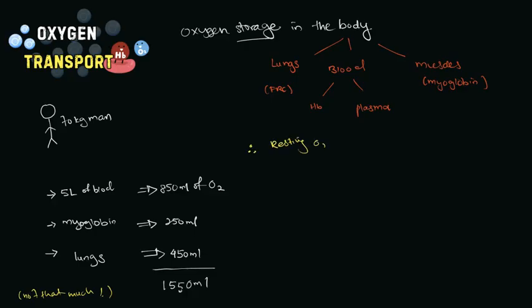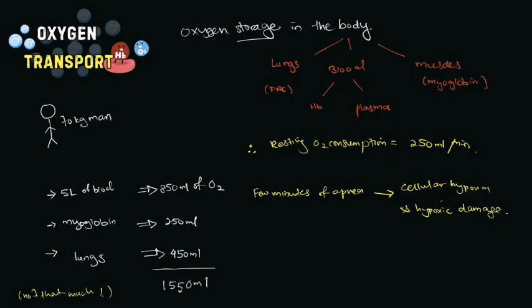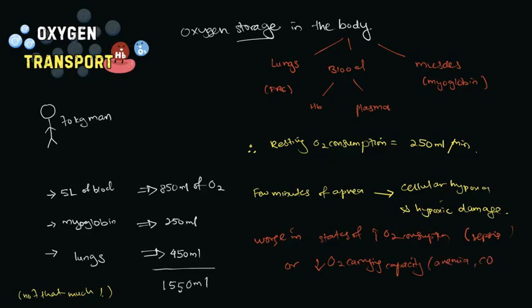Why, you may ask? Because even the resting oxygen consumption of the body is about 250 mils per minute. So oxygen will be depleted within a few minutes. Therefore, a few minutes of apnea can have serious, devastating effects caused by cellular hypoxia and also hypoxic damage. And this can be made worse in conditions where there is an increase in oxygen consumption or a reduction in oxygen carrying capacity. This includes sepsis, where oxygen consumption is increased, and also anemia and carbon monoxide poisoning, where there will be a decrease in oxygen carrying capacity.